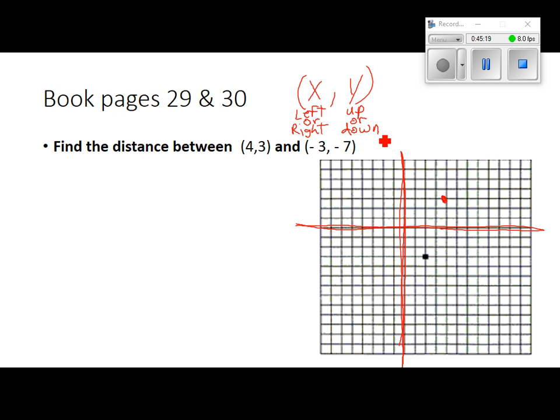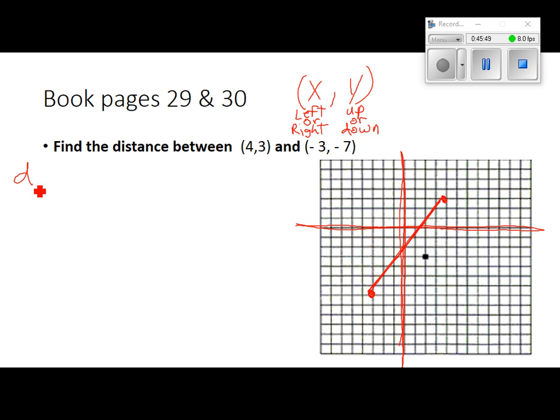How about negative 3, negative 7? How do I move on that? Left 3. 1, 2, 3. Down 7. 4, 5, 6, 7. So that's the segment we're looking for, the length of that segment, or the distance between those two points. Again, do you have to have the graph to find that distance? No, all we're going to do is use the formula.